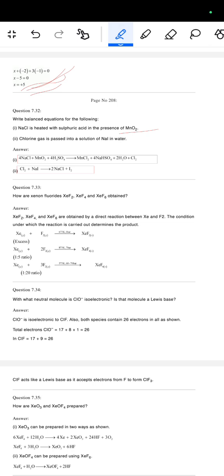Then comes: how are the xenon products XeF2, XeF4 and XeF6 obtained? XeF2, XeF4 and XeF6 are obtained by direct reaction between Xe and F2. The condition under which the reaction is carried out determines the product. Xe + F2 gives XeF2, Xe + 2F2 gives XeF4, and Xe + 3F2 gives XeF6.